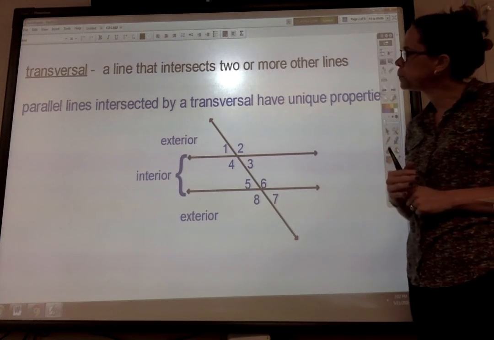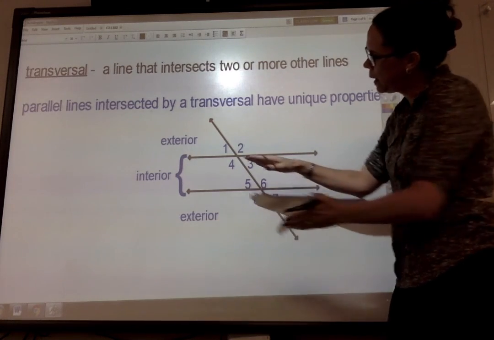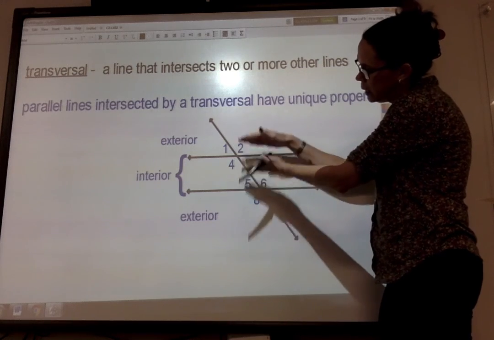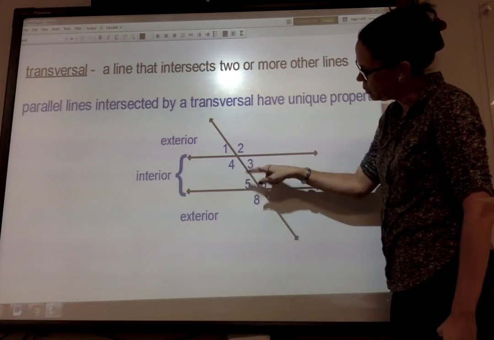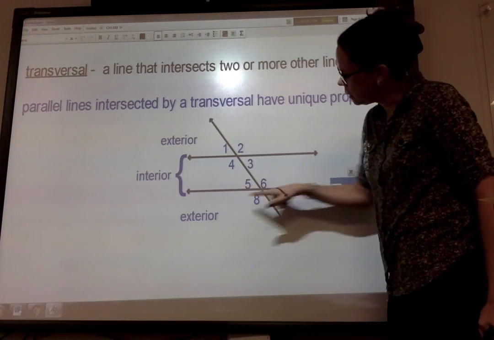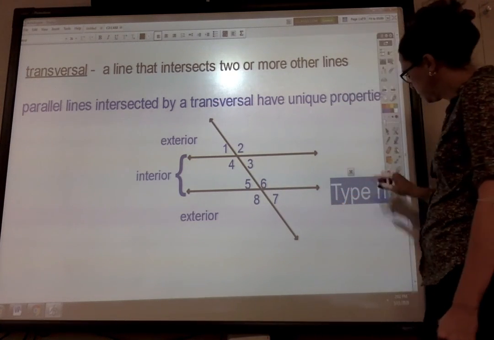Okay? Now, we have interior angles. That means angles that lie inside of the parallel lines, these 4 here. Exterior angles lie outside of the parallel lines. Okay? Just like that.